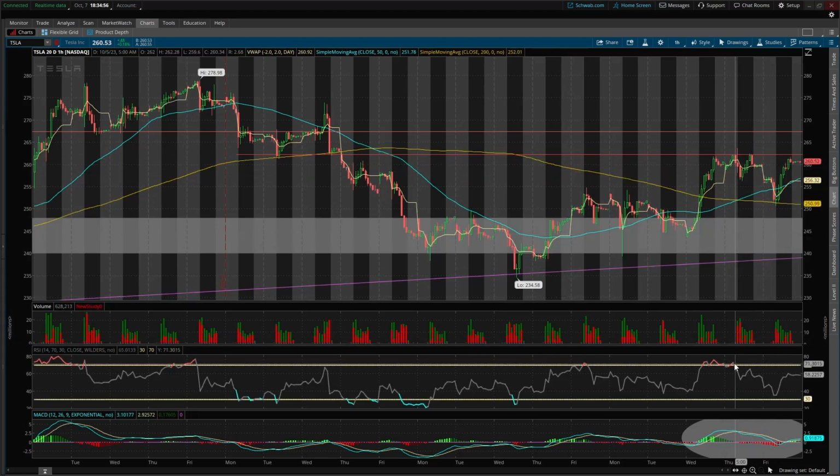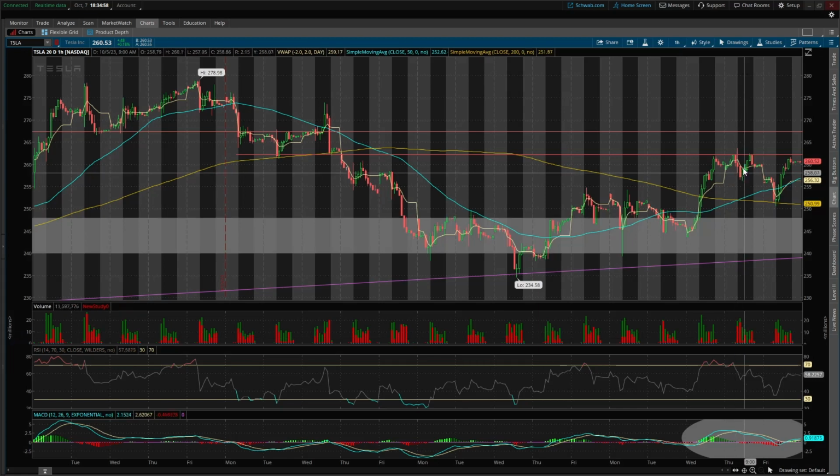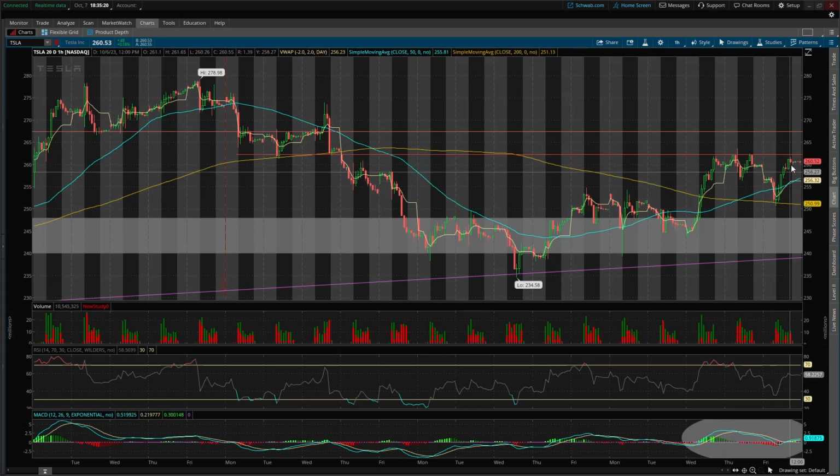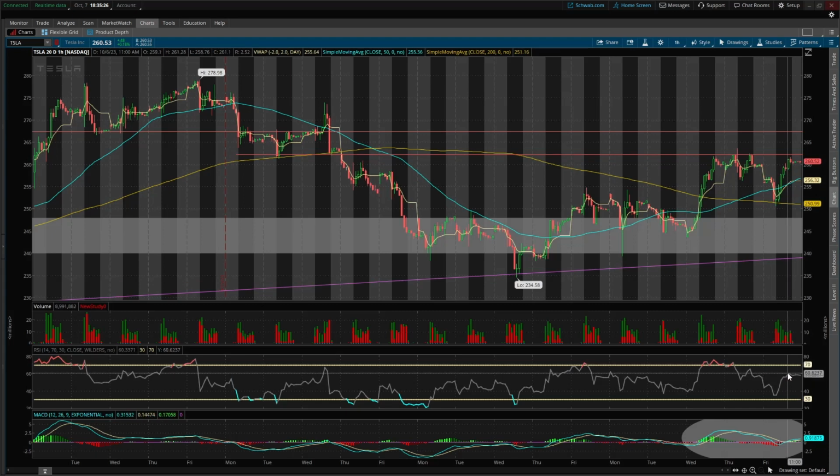As the RSI makes lower highs as the price tops, then that's essentially bearish right there. So as you can see in this time right here, Thursday, we saw the stock hit this 262 resistance, and it hit 72 RSI. Remember those figures? Now right here, it hit that 262 again, and now we're down at 58.